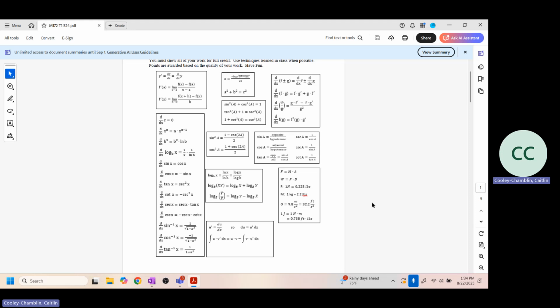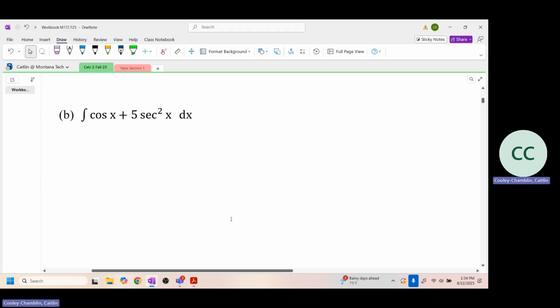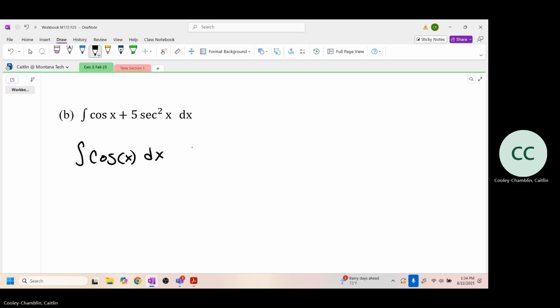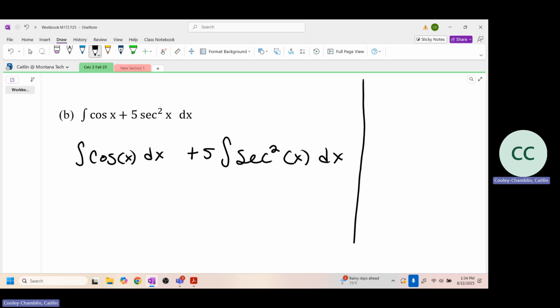All right, welcome back. Okay, so everyone gets a little scared when we see trig. So let's break this up into its components. We get the integral of cosine of x dx plus 5, the integral of secant squared x dx. And so what we're going to do is just come off to the side and have some scratch work.